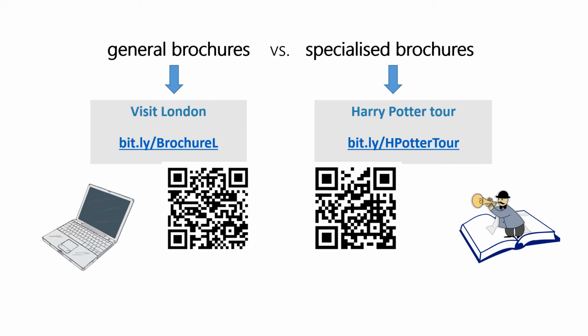I'd like you to visit both of these. So pause this lesson now and visit London and Harry Potter tour. While you're there, please make notes on all the similarities and differences of these types of brochures. So write down what they have in common and how they are different.